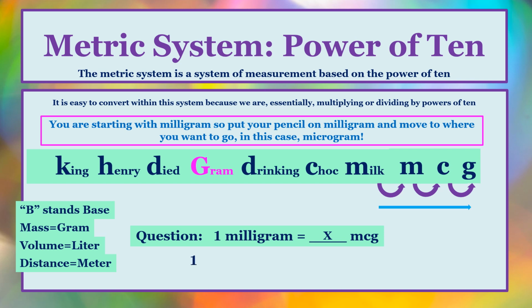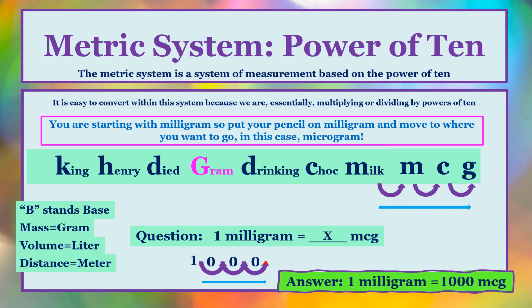And our number was 1 milligram. We moved our arrow to the right. We need to move the decimal to the right. 1, 2, 3. I have empty nest. I put an egg in there, and that is my answer. 1 milligram equals 1,000 micrograms.